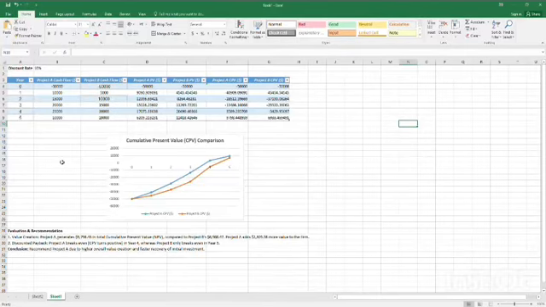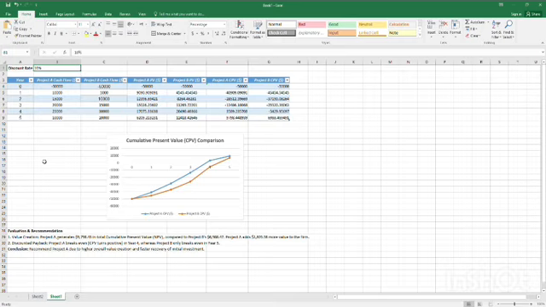Hello everyone, today I am presenting my video assignment on capital budgeting using cumulative present value (CPV) analysis. In this assignment, our task is to evaluate two competing investment opportunities, Project A and Project B. Both projects require an initial capital outlay of $50,000 at year zero. We are using a discount rate of 10% to account for the time value of money.